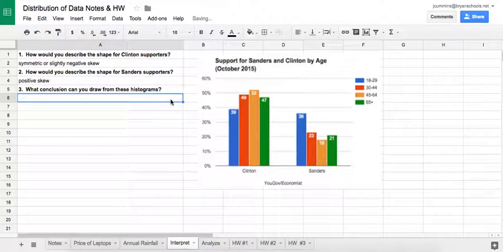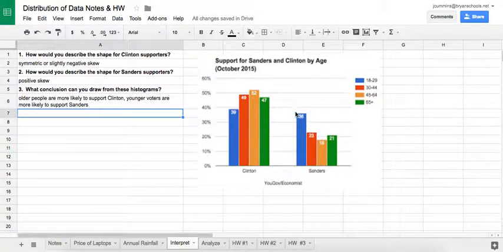So what conclusion can we draw from this? Well, again, disregarding the heights, based on the height, overall Clinton has more support than Sanders did, which is obvious because she got the nomination. But from this, we can see that older people are more likely to support Clinton. Notice that's where her strengths are. Younger voters are more likely to support Sanders, or his base is a little bit younger, because notice that's where his highest is, the younger age bracket.